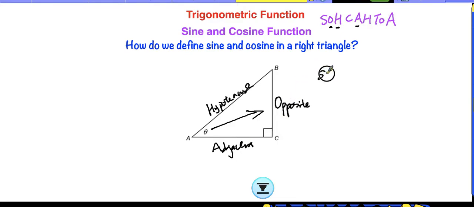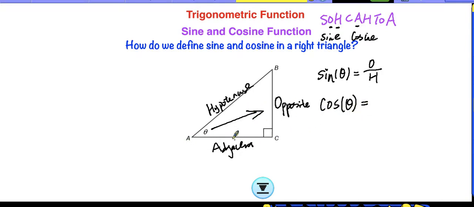When we write sine, it is S-I-N-E, and cosine is C-O-S-I-N-E. But to save time and write in a simple way, we just use sin and cos, and we always follow with the angle. Sine theta is opposite over hypotenuse. And cosine, we write it and follow with the angle, is adjacent over hypotenuse. In the future, we are going to talk about the tangent. So today we'll only focus on sine and cosine.